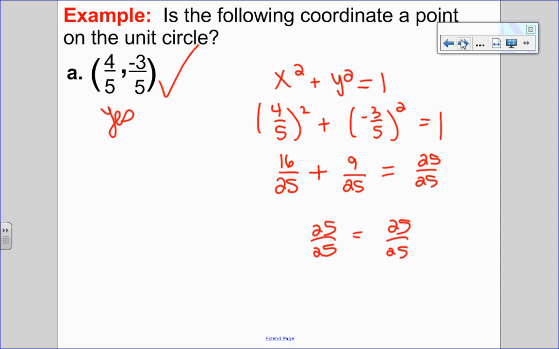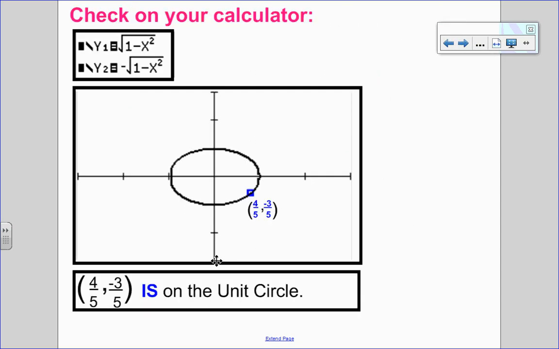Let's check graphically. So in my graphing calculator, I have my equation, and then I did a trace at 4 over 5, and I see that the y-coordinate that goes with that is in fact -3 over 5, so I can see it passes through the unit circle.